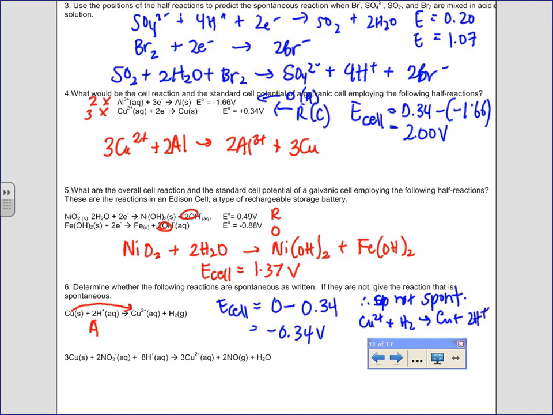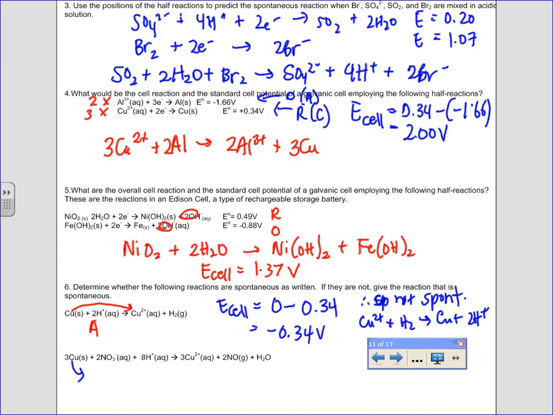If the forward reaction is not spontaneous, the reverse is, and that makes sense based on the fact that we're going to switch these around. So the copper would be the cathode minus the anode, and it would simply be positive. Same magnitude, different sign.